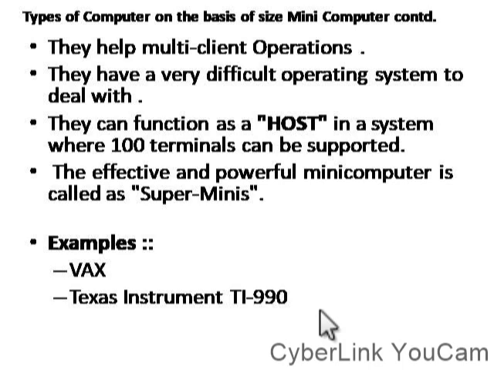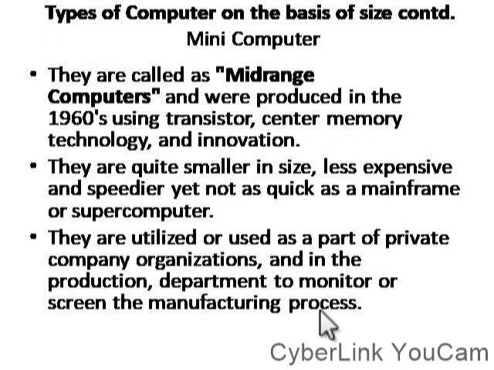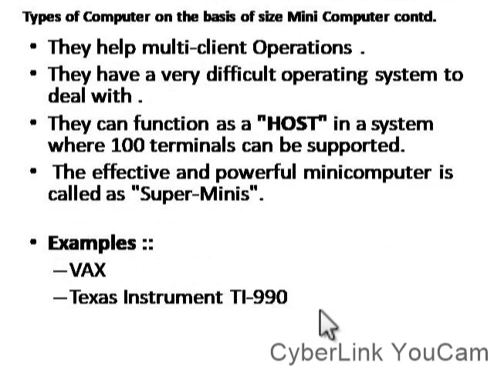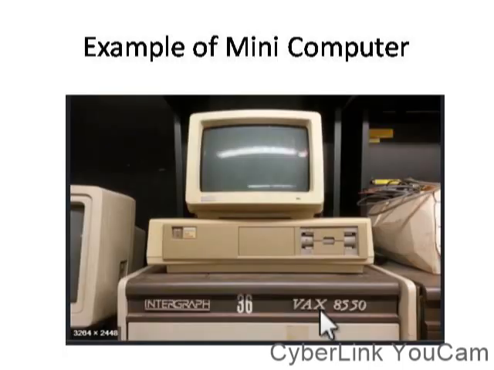So we can see here that minicomputers are used normally in specialized divisions, like private company organizations and production departments, to monitor the manufacturing process. They are mid-range computers. Some examples are VAX and Texas Instruments TI-990. Here you can see how a minicomputer looks.